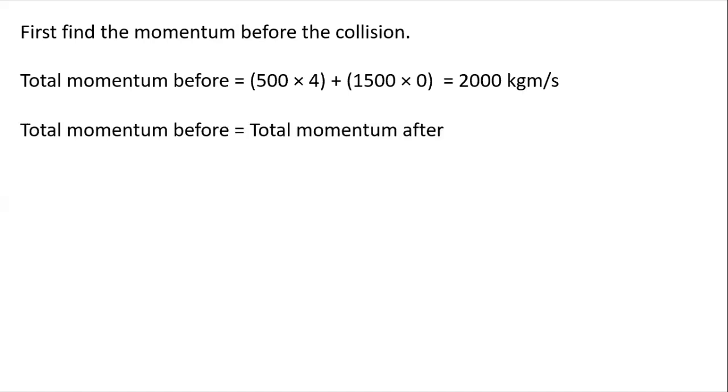Total momentum before is equal to total momentum after. Therefore, 2000 is equal to 2000 times v. So v is equal to 1 meter per second.